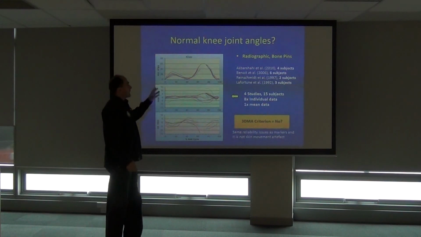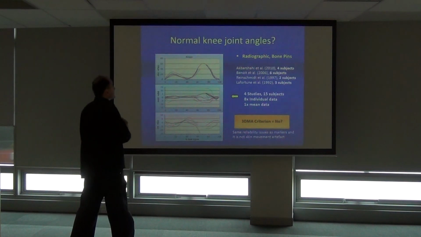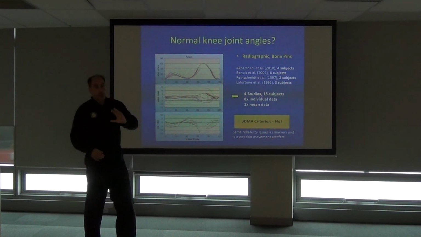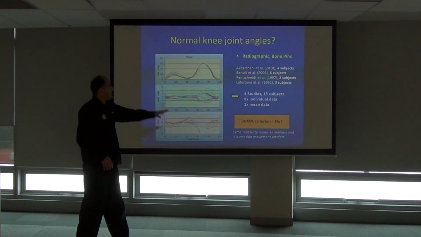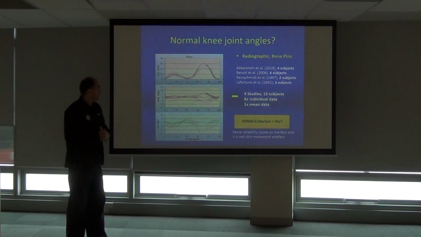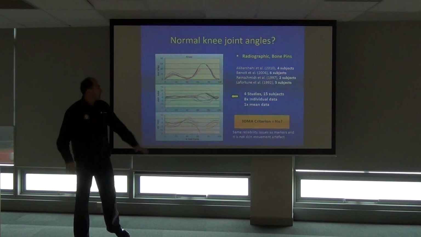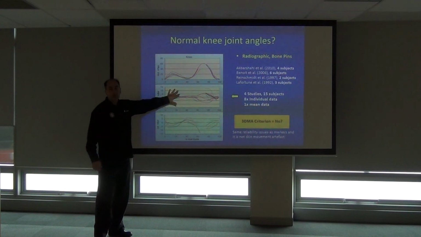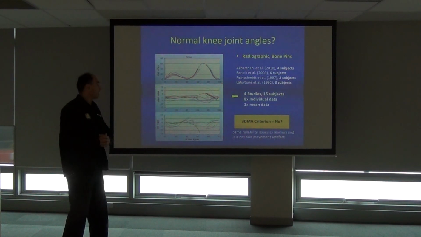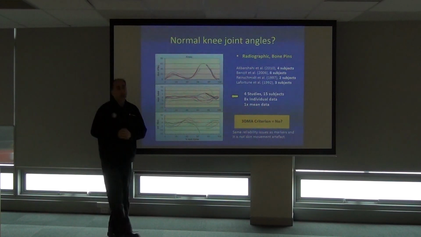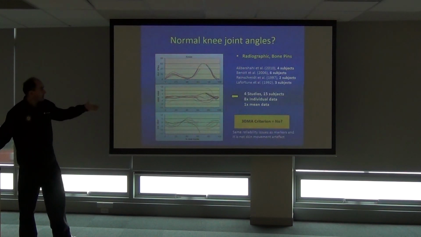If you go on and look at radiographic bone pin studies, which are supposedly the criterion, the gold standard, there's not so many studies. Here we have individual data plotted rather than the mean. There's not so many studies and not so many participants. Same thing. Little agreement here on what normal should be, and in internal external rotation, little agreement there either of what normal should be.